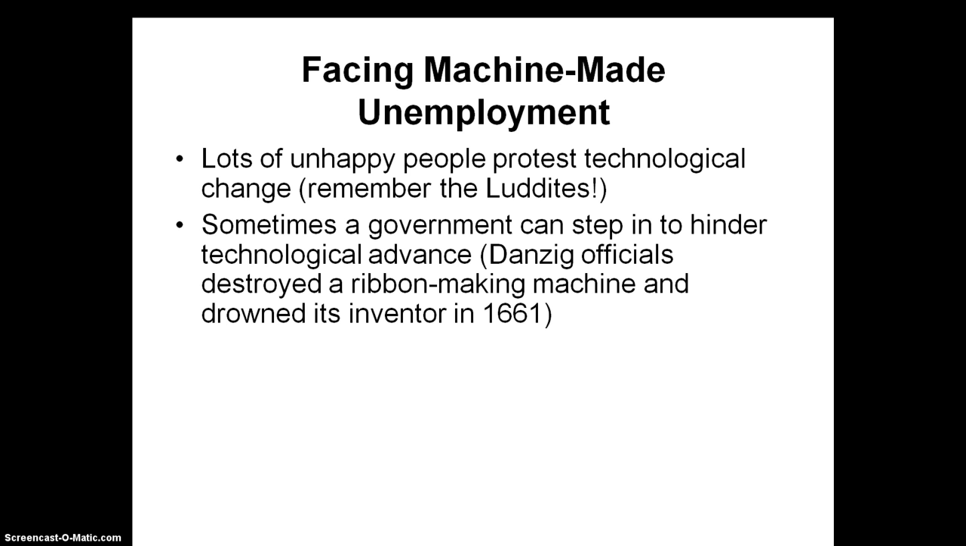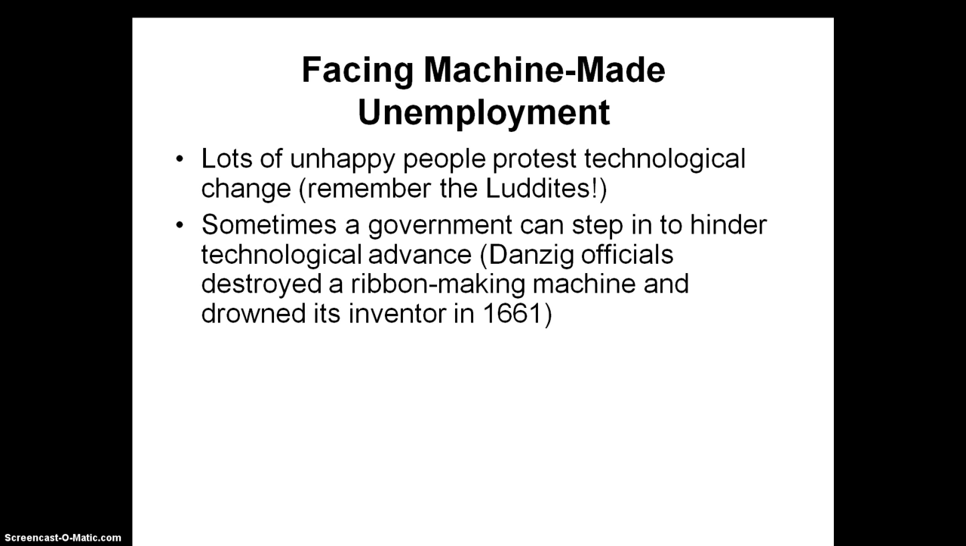A lot of times there was an incident in 1661. In the 1600s, people used ribbons a lot on their clothes because they didn't have zippers. So they would tie themselves into their shirts and stuff. And that was a huge industry where people would weave ribbons. Well, this guy came up with an idea for a ribbon making machine, which would have eliminated anybody who needed to do it by hand. And the officials in Danzig got so upset with the potential of all these people being out of work that they not only destroyed the machine, they actually drowned the inventor.